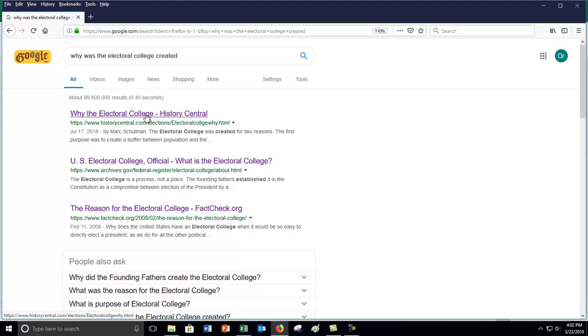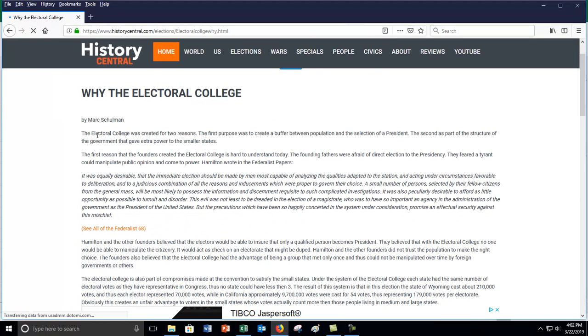Let's see why, on Electoral College History Central. The Electoral College was created for two reasons. The first purpose was to create a buffer between the population and the selection of a president, which, well, kind of. The second, as part of the structure of the government, gave extra power to the smaller states. That's the one I keep hearing a lot about, the second part. The little states get a voice, some extra voicing. So that's the one I was focusing on.